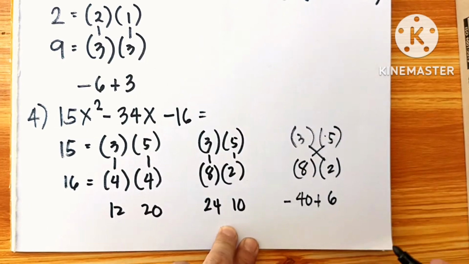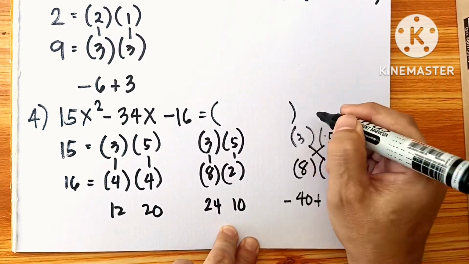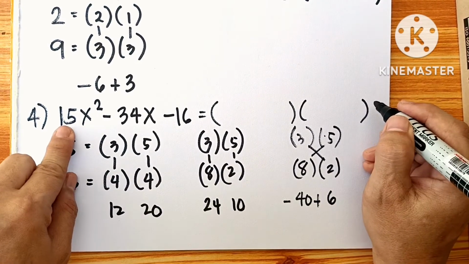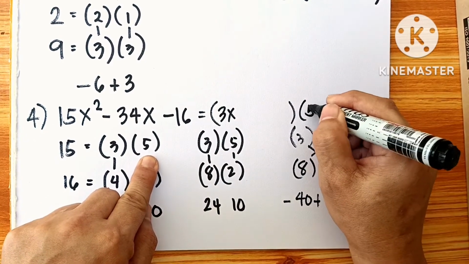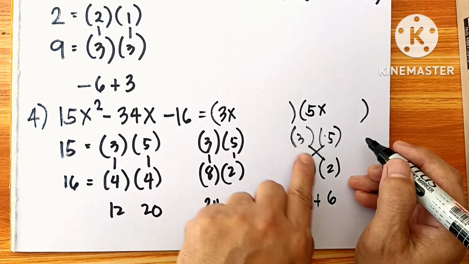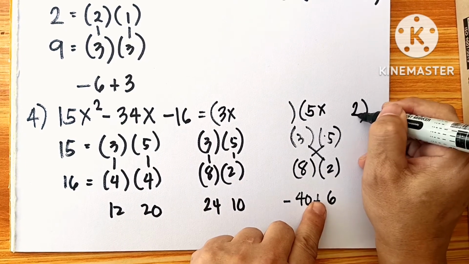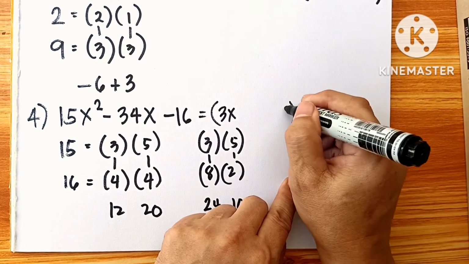Again, how do we arrange? Okay? Take the first term, 15x squared. We have 3 and 5. So, we have 3x and 5x. Ang match ni 3 ay si 2. So, dito ko lalagay si 2. Ang match ni 5 ay si 8, dito si 8.